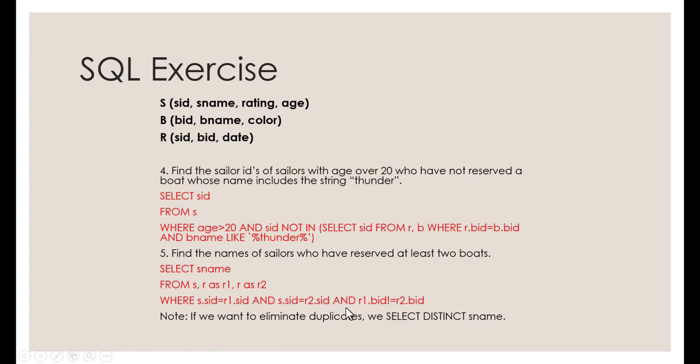But we want them to have different boat IDs, meaning this particular sailor has made different reservations, but they're different boats. So here we have the boat ID, BID, is not the same between R1 and R2. If you want to eliminate the duplicates, make sure you do select distinct S.name.